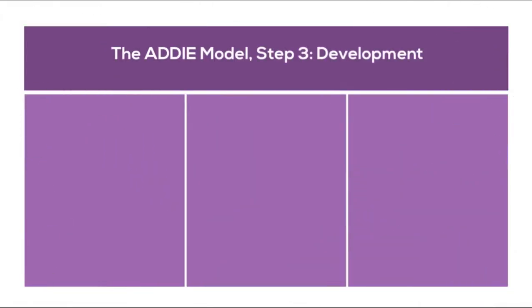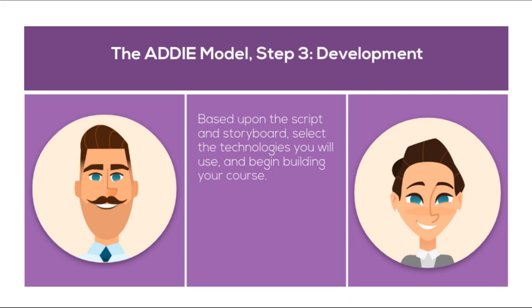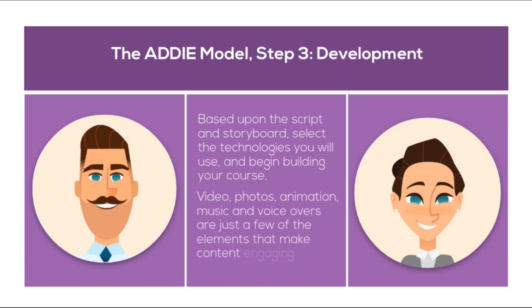The ADDIE model, Step 3. Development. Based upon the script and storyboard, select the technologies you will use, and begin building your course. Video, photos, animation, music and voiceovers are just a few of the elements that make content engaging for learners.